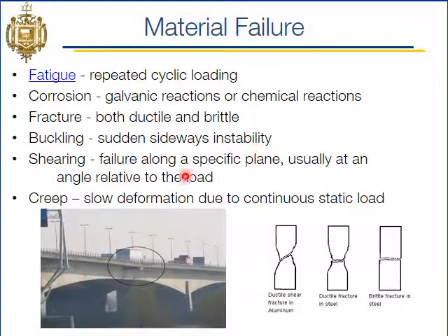We can get shear failures. So you get some kind of failure along a specific plane. Remember that plane would be potentially parallel with the forces being applied. And then creep. Creep is a slow deformation failure due to continuous static loads. That's what we have going on in the bridge here. It just has this continuous load of its own weight and the cars that overpass it, and you can see the bridge has started to sag down just a little bit here in the middle, and over time it'll continue to sag and sag until the bridge is either no longer usable or it fractures.